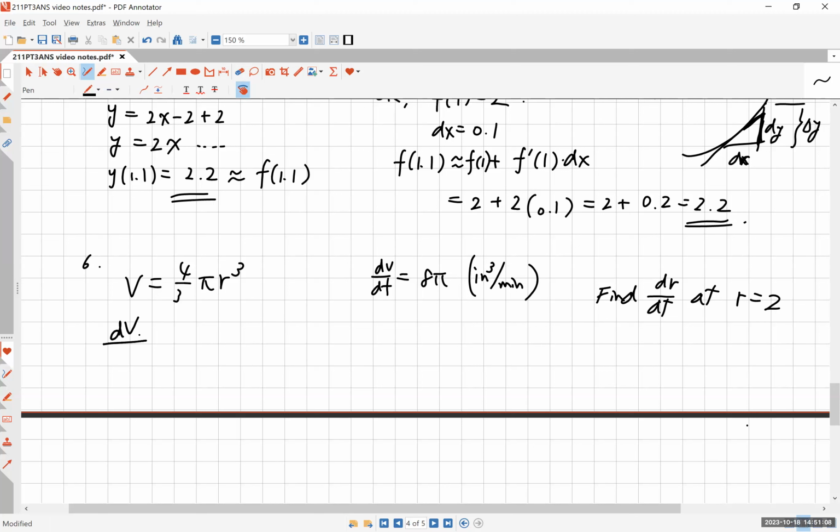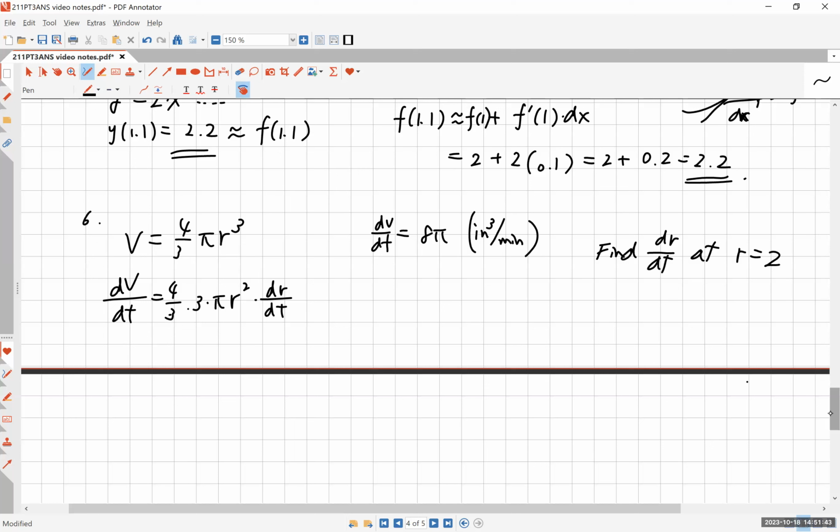Okay, so any related rates problem starts with this. You firstly have the equation that tells you how one quantity is related to the other, and then you take the derivative with respect to time. dV/dt is equal to 4/3 times 3 pi r squared, remember, because r cubed becomes 3r squared. And then using the chain rule, because r is also a function of time, you multiply this whole thing by dr/dt.